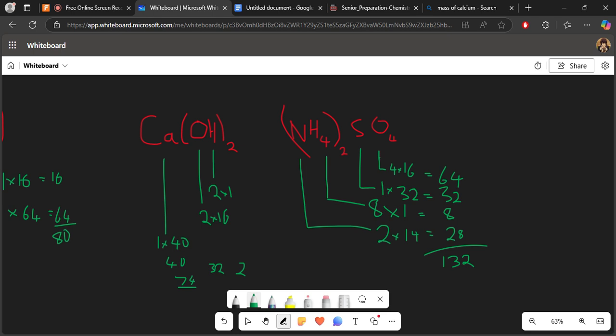Now, I'll repeat what I said at first. Relative formula mass has no units, so keep it as 132. But if we're talking of molar mass, it's going to be 132 grams per mole. Yeah, that's how you calculate your relative formula mass and your molar mass.